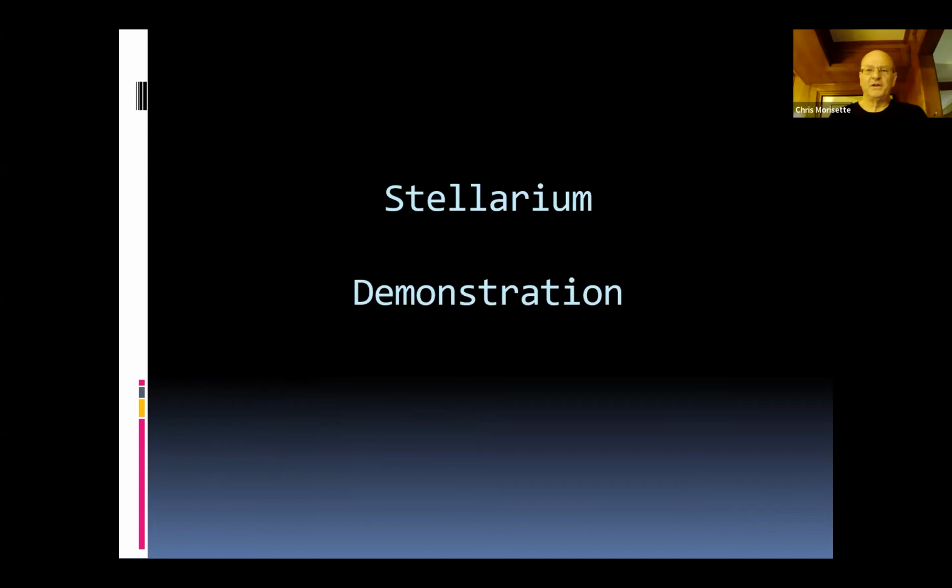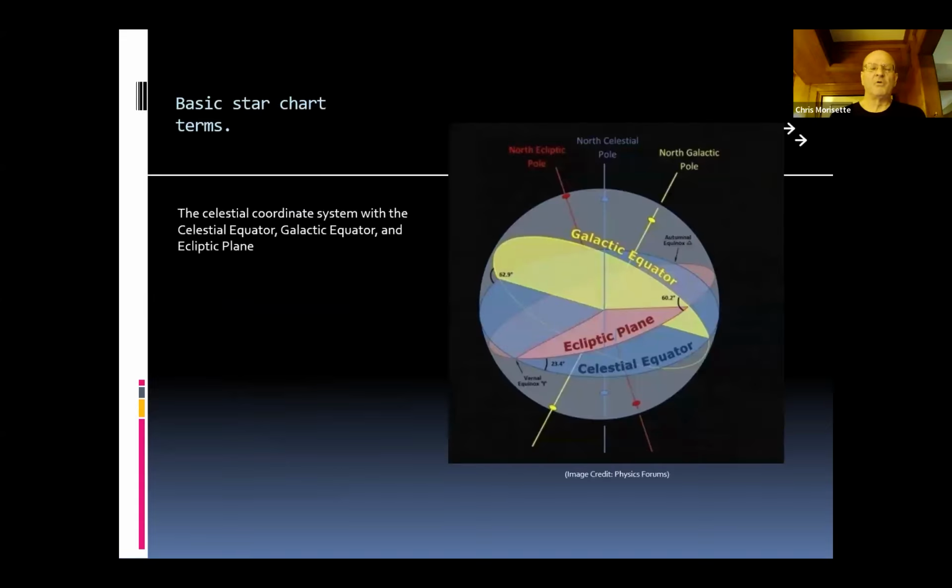Okay, so now we'll get into the fun part. We'll go in and do a demonstration of Stellarium. Before we do, I just have a couple of quick slides. Number one, what this planetarium app is going to be providing to us is really the celestial sphere. It's laid out flat, so it's not like you see in this diagram, but that's essentially what we're going to be looking at.